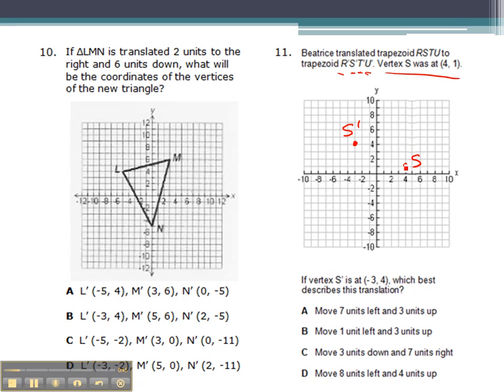And so the translation from S to S prime would be, I'm going to count how many units to the left I'm going. 1, 2, 3, 4, 5, 6, 7, 7 left. And then how many units up from there? 1, 2, 3 up. So 7 to the left and 3 up. Answer choice A.